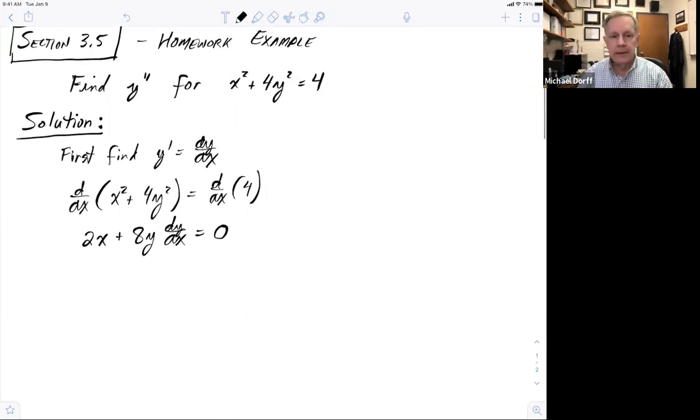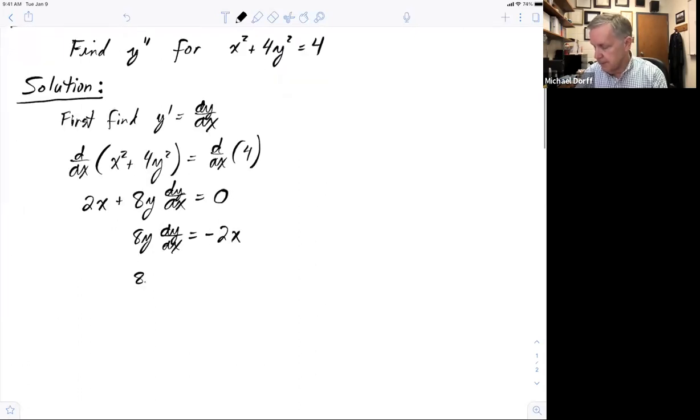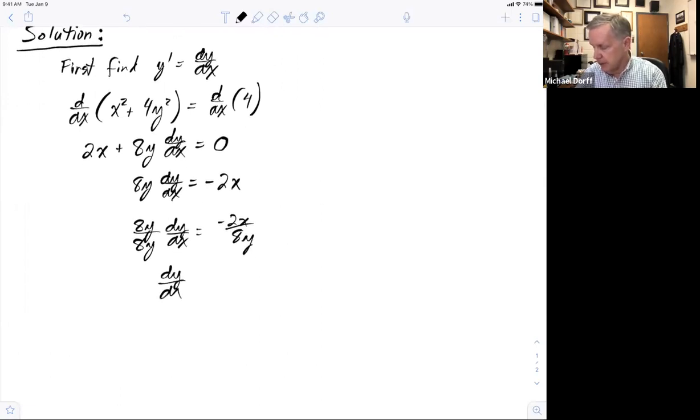Now we want to solve for dy/dx. We want to get dy/dx by itself. So we can bring the 2x to the right-hand side by subtracting it, and then we're going to divide both sides by 8y. And we end up with dy/dx equals negative x over 4y. Now, this is not our final answer, but this will be an important result.